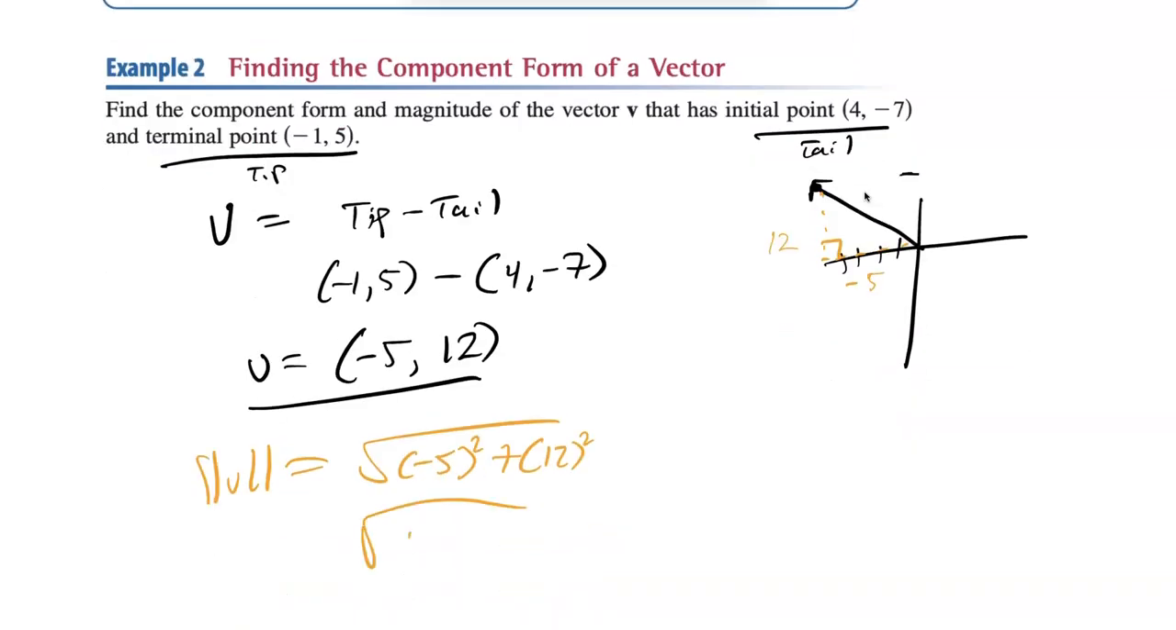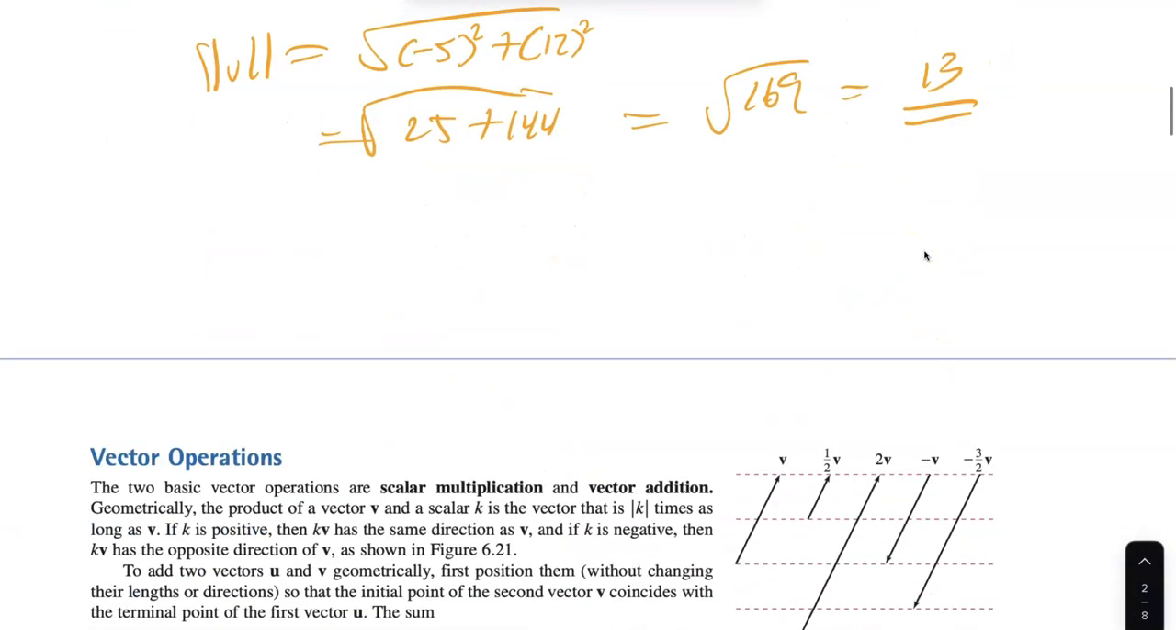So here we're going to get 25 plus 144, which gives us the square root of 169, which is 13. So that's how long that vector is, 13.